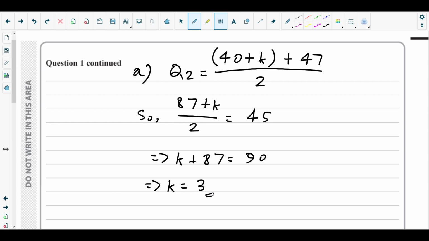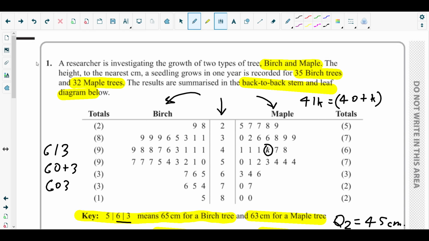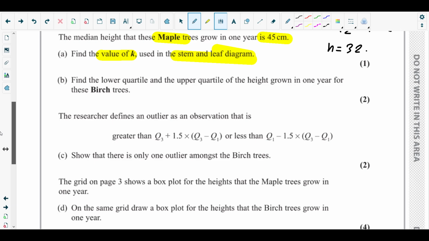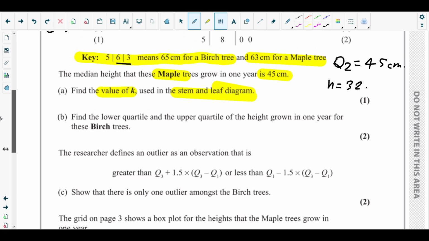So we got the value of k. Done. Part A is done. Next, for part B, they are asking to find the lower quartile. Okay, the lower quartile is what? Q1, and the upper quartile, that is Q3, right? Upper quartile is basically Q3. Okay, upper quartile of the height grown in 1 year for these birch trees.